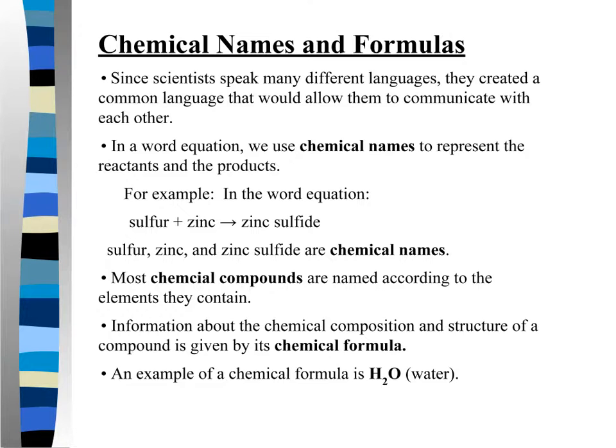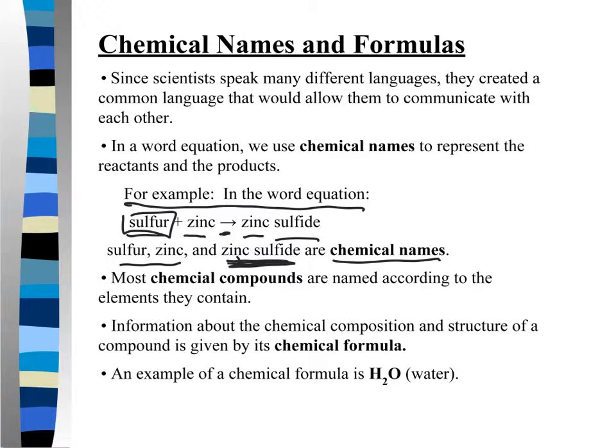In a word equation, we use chemical names to represent the reactants and the products. So for example, right here in the word equation, sulfur and zinc chloride produce zinc sulfide. Sulfur, zinc, and zinc sulfide are chemical names, and those are universal, so everybody speaks the same language. Most chemical compounds are named according to the elements that they contain. For example, this compound, zinc sulfide, is composed of sulfur and zinc, and therefore it's called zinc sulfide.